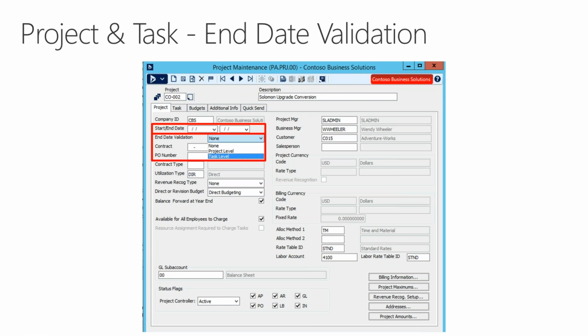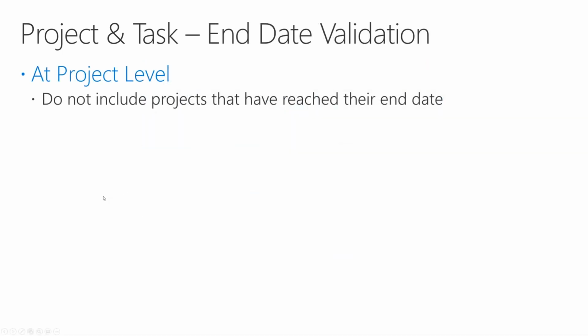What a novel idea. So we have added that functionality. Now, out of the box, you can leave end date validation to none. Nothing will be different, or you can set it to project or task level. What it means at a project level is if you pass that end date, that project will stop showing up when you're doing your time entry or expense entry.